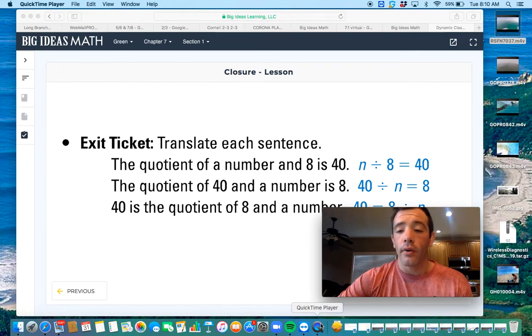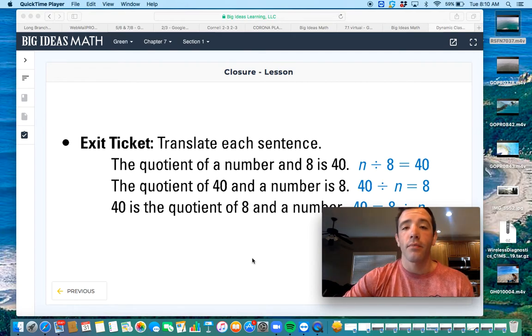So, that's it for today's lesson 7.1, writing equations. You're only writing them, you guys. There's no math involved. It's more of a vocabulary lesson.